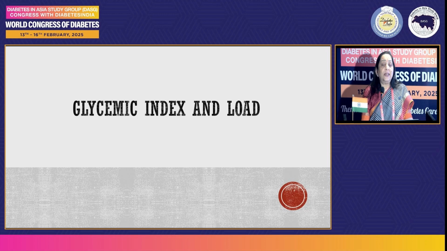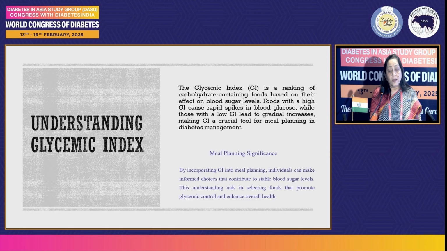Now, glycemic index. We must consider the glycemic index for calculating the carbohydrate. So, what is the glycemic index? We all know that the glycemic index is the ranking of carbohydrate-containing foods based on their effect on the blood sugar level. Foods with a high glycemic index cause rapid spikes in the blood sugar. If you have one slice of bread, definitely your sugar will go high within 1 hour.